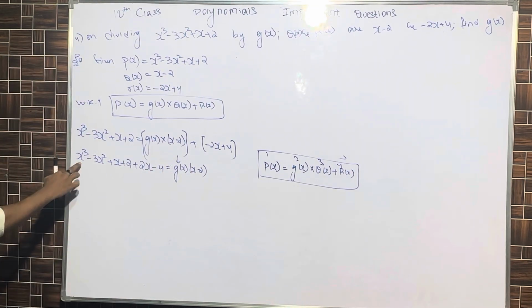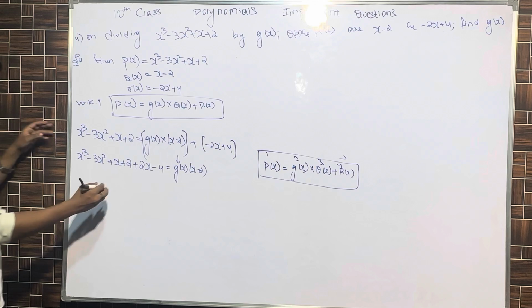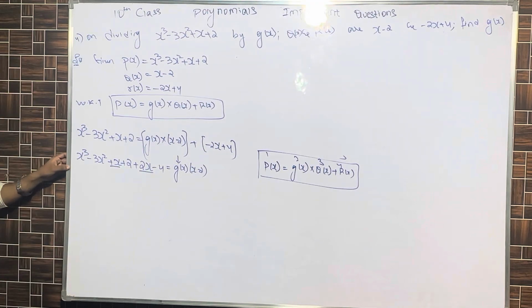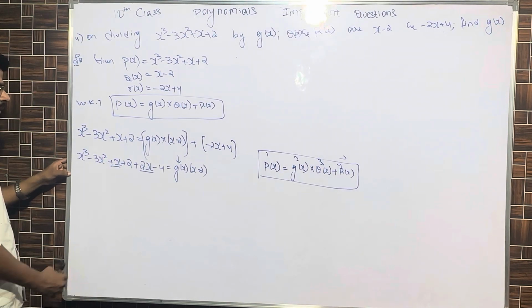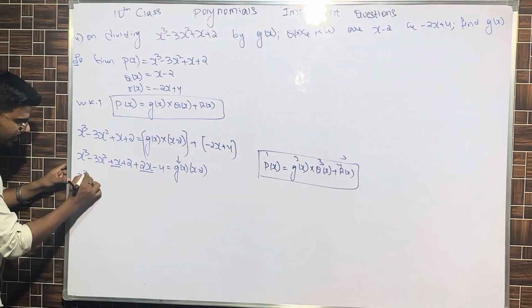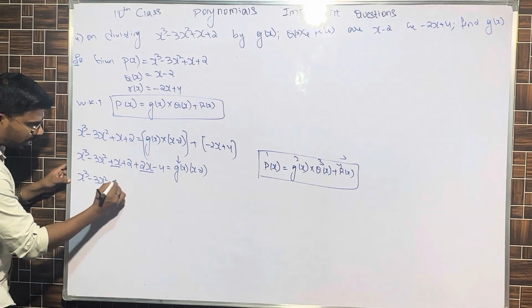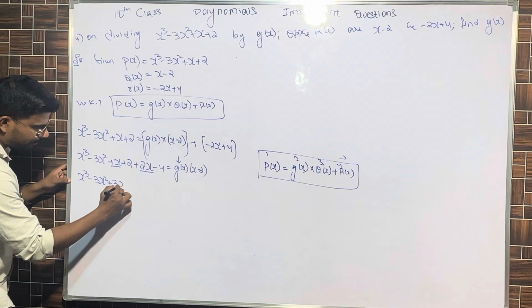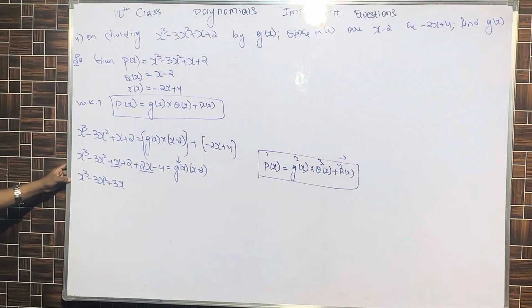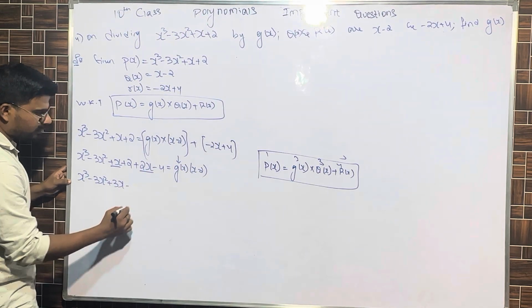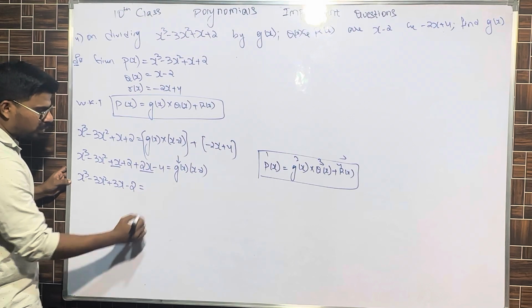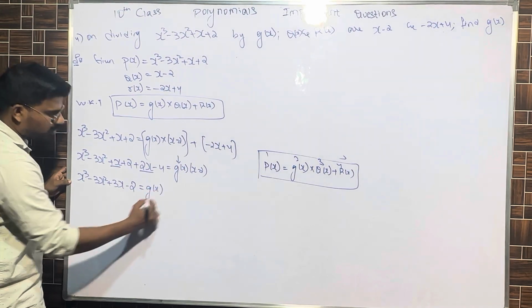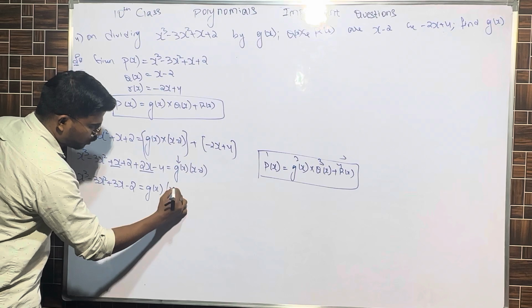Now, here, the cube term is only 1, the square term only 1. But x is here, 2x is here. x plus 2x will become 3x. x cube minus 3x square plus 3x plus 2 minus 4. Plus 2 minus 4 is minus 2, is equal to g of x into x minus 2.